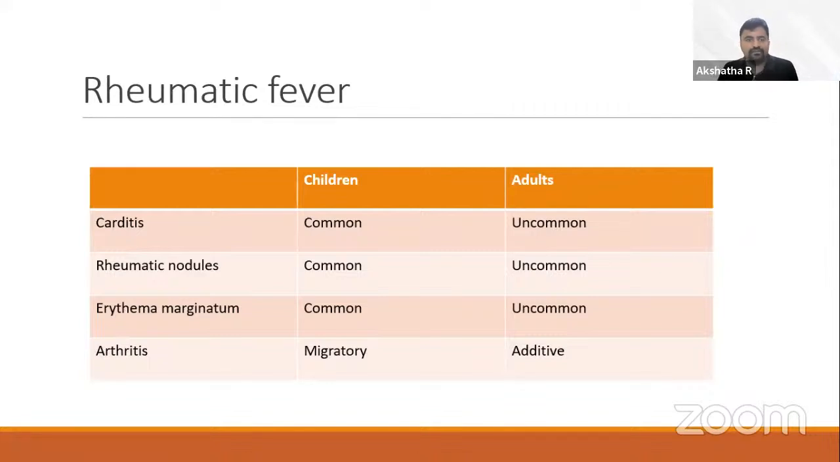So what is the difference between children and adult rheumatic fever? Most of the manifestations are common in children: carditis, rheumatoid nodules, erythema marginatum, and they are uncommon in adults. And arthritis is classically migratory in children, and it is additive in adults.